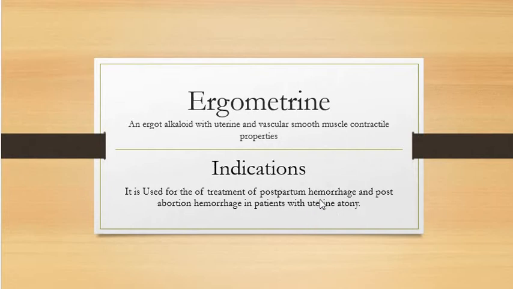Now, what is postpartum hemorrhage and post-abortion hemorrhage? Postpartum hemorrhage is one of the leading causes of death during delivery. Post-abortion hemorrhage is because of the excessive loss of blood. When there is hemorrhage, there will be excessive loss of blood, which may lead to the death of the patient. So for this purpose we use ergometrin. We also use oxytocin for this purpose, and both have almost the same properties. But now we are going to study ergometrin.